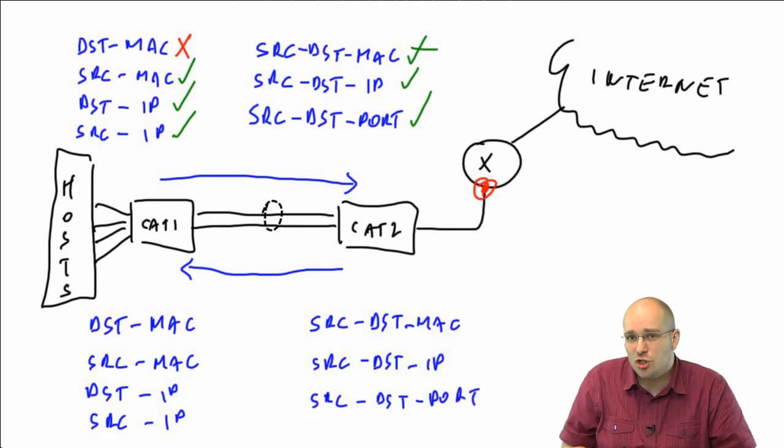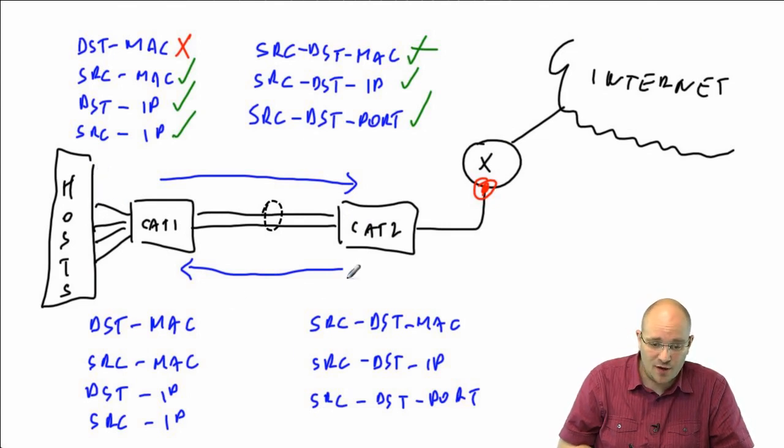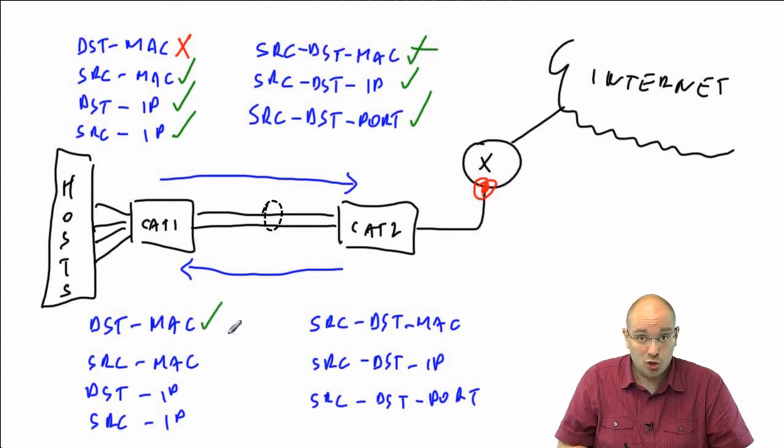Is the destination MAC address a good load balancing algorithm to use now? Well, let's take a look. The traffic is coming from the internet, going through the router, coming to Cat2, and then going to any number of hosts here. So for traffic flowing in this direction from Cat2 to Cat1, destination MAC address is actually not so bad a choice. It's a good choice.